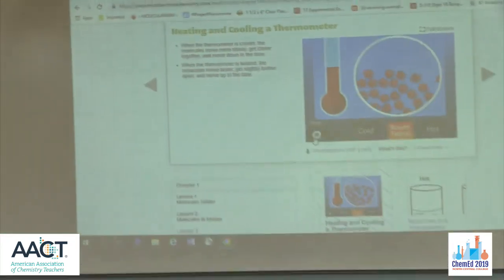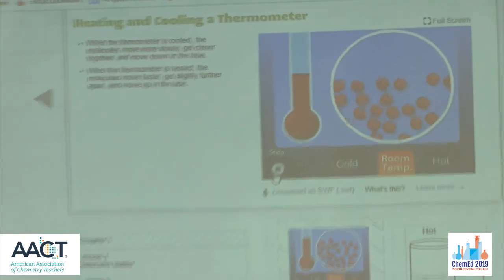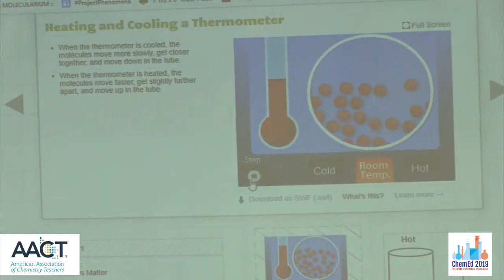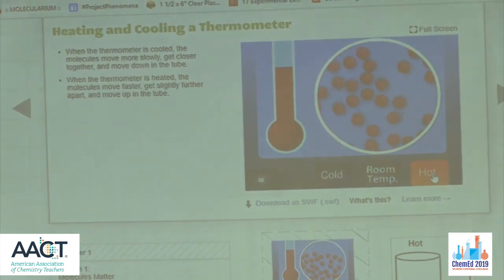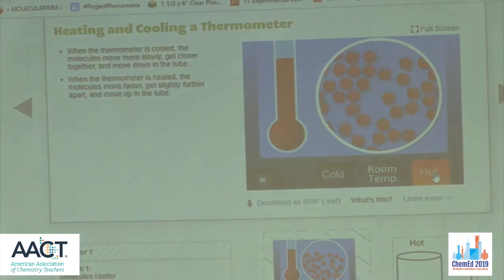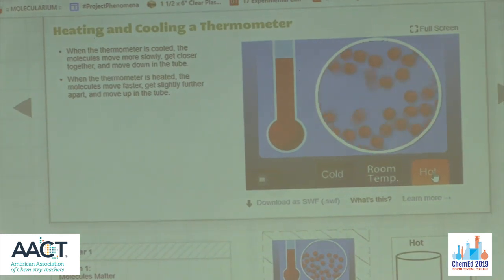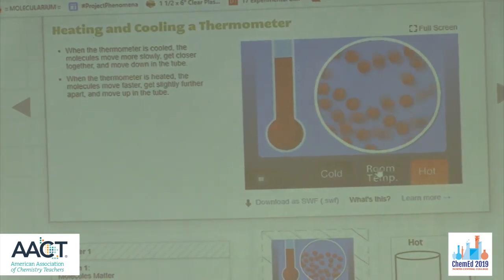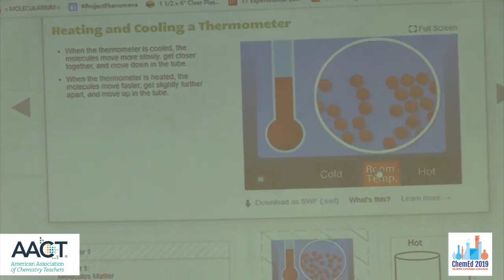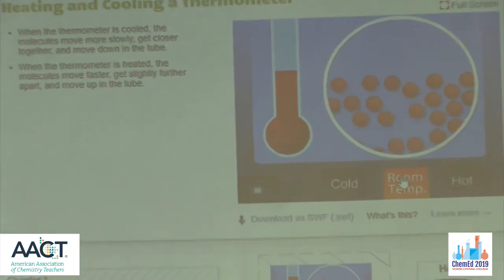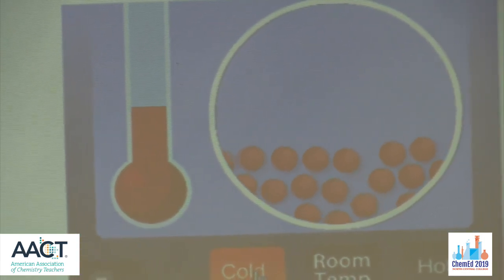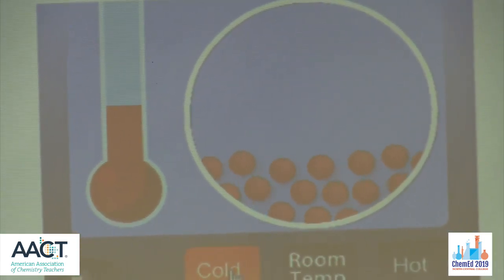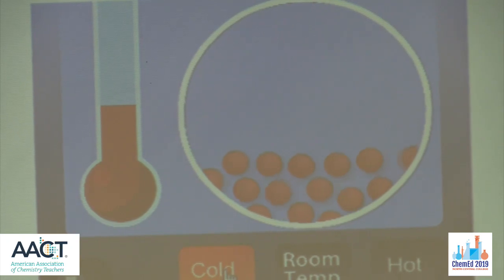I'm not sure how effective we were on this, but you've got the particles of alcohol here, and then we heat them up, and they move faster, they get a little further apart, and the red liquid rises. We can come back to room temperature again. We just cooled them. They move slower. We tried to show that they were closer together. And then if you make them cold, they're moving very slowly. Their attractions bring them close together, and they just don't take up as much room in the tube.